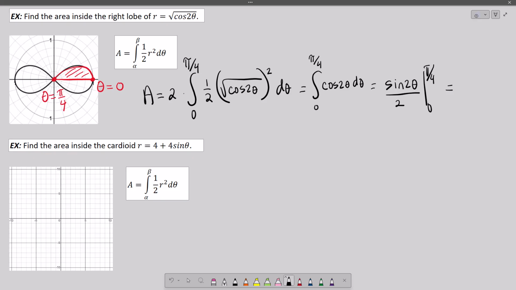So plugging in 0 gives nothing. Plugging in pi over 4, when we plug theta equals pi over 4, we have to double it. So pi over 4 times 2 is pi over 2. Sine of pi over 2 is 1. So the area of one alien eyeball is 1/2. Alien eyeballs come in units: 2 eyeballs, 1 unit.